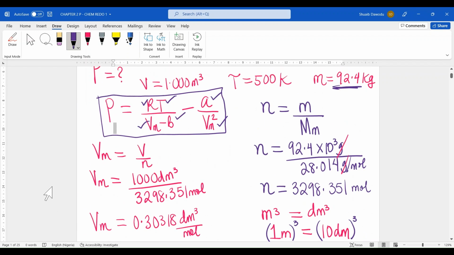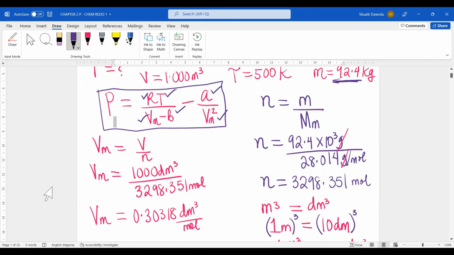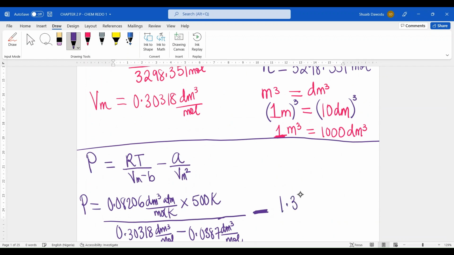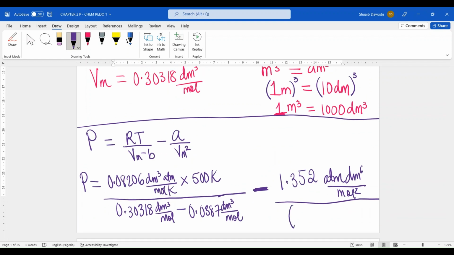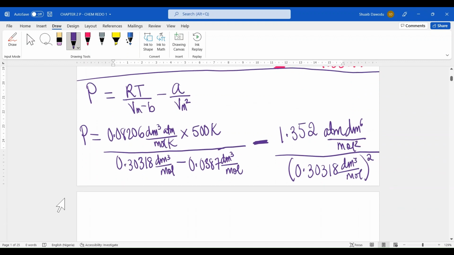So all of that minus, and then you have A. What is A? We substitute A. We know A to be 1.352 atmosphere dm6 per mole squared divided by the molar volume squared, which is just simply 0.30318 decimeter cube per mole all squared. So that's basically how it's done. So now, of course, let's cancel out the Kelvin. We've canceled out all of that.